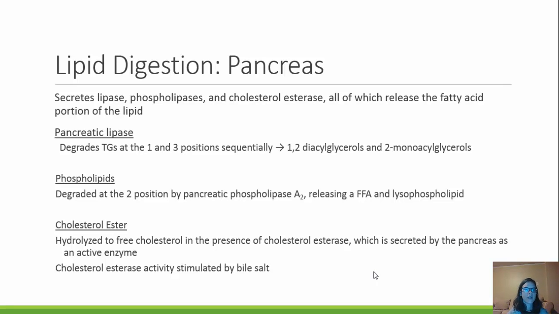Phospholipases degrade at the 2nd position by pancreatic phospholipase A2. So we already talked about that, releasing a free fatty acid and lysophospholipid. And the cholesterol esterases hydrolyze to free cholesterol, and this enzyme, cholesterol esterase, is activated by bile salt.